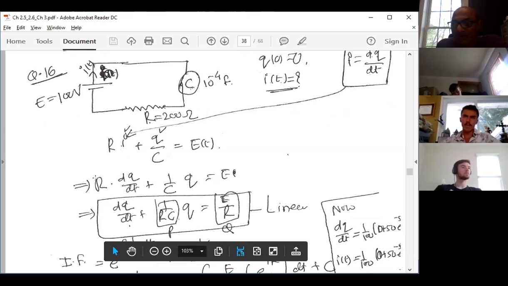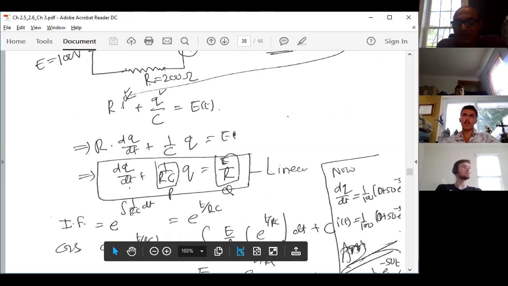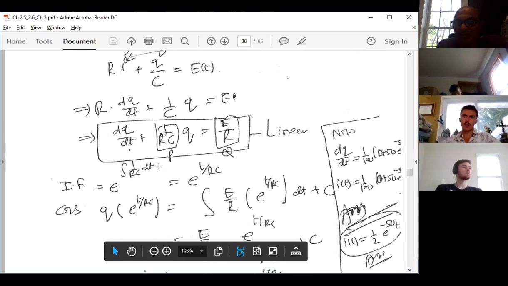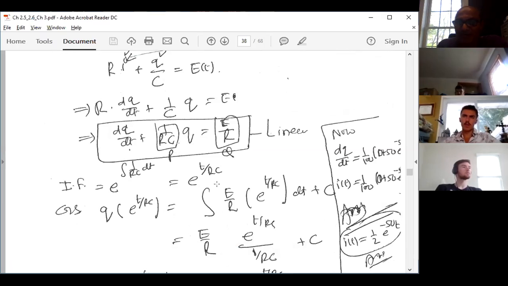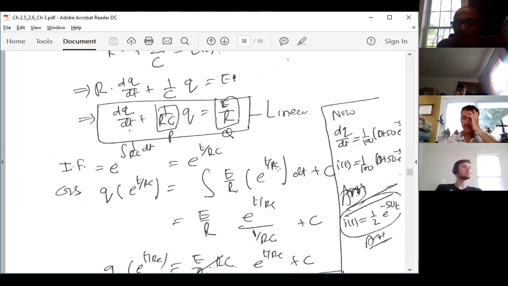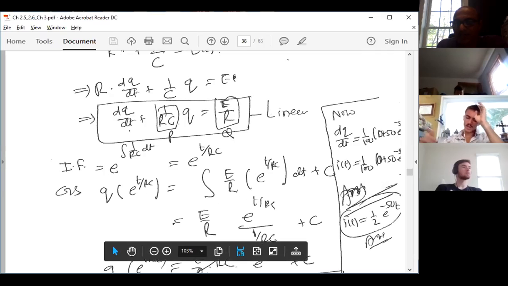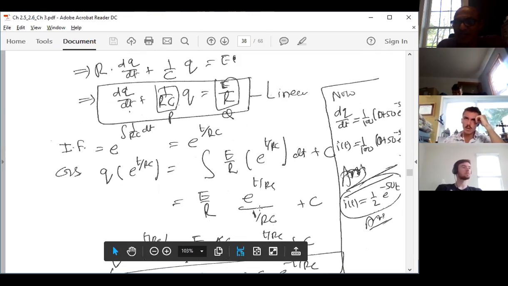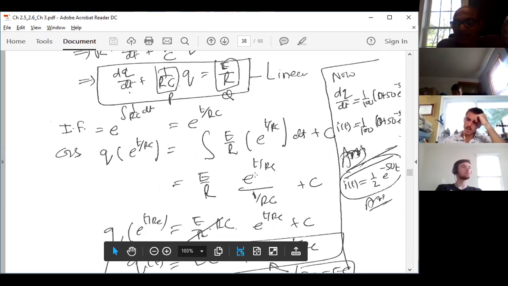If you divide by R, a non-zero constant, you get dq by dt plus 1 over RC Q equal to E by R. Again, a linear differential equation with P and Q. So the integrating factor is e to the power integration of 1 over RC dt, which is e to the power t over RC. The general solution is Q times the integrating factor equal to the integration of the right-hand side, E over R times the integrating factor dt, plus C. E by R is a constant, and the integration of e to the power t over RC is e to the power t over RC divided by 1 over RC. Otherwise, you can take 1 over RC equal to u, and you will get this.